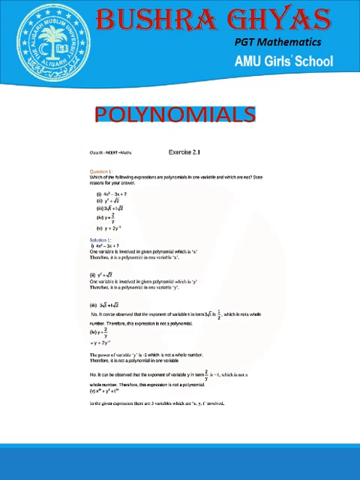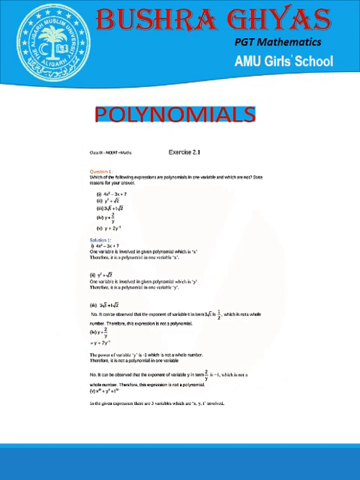Now girls, see second part. Y square plus root 2. Here the degree is 2, which is a whole number, and variable is 1, that is y. So it is a polynomial in one variable.